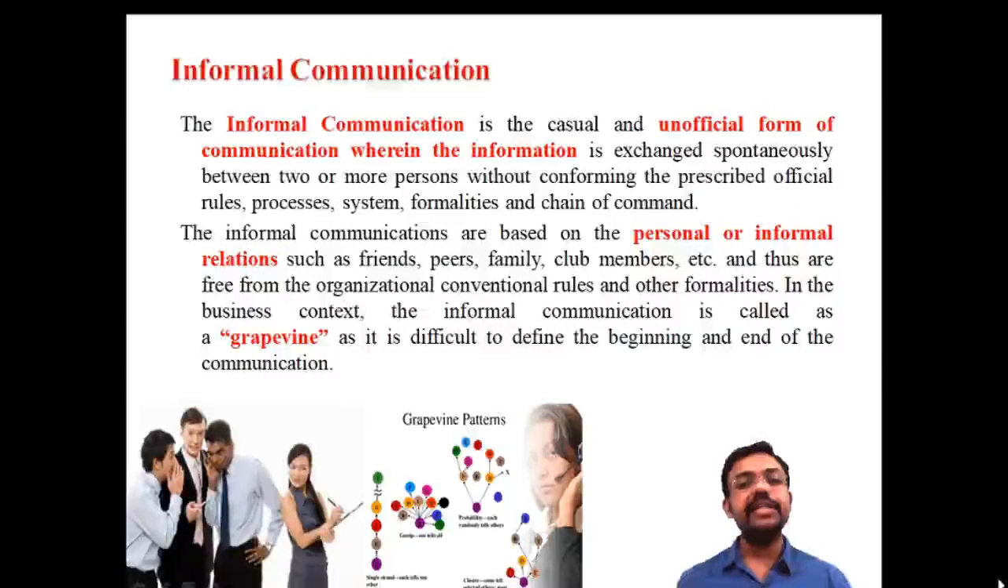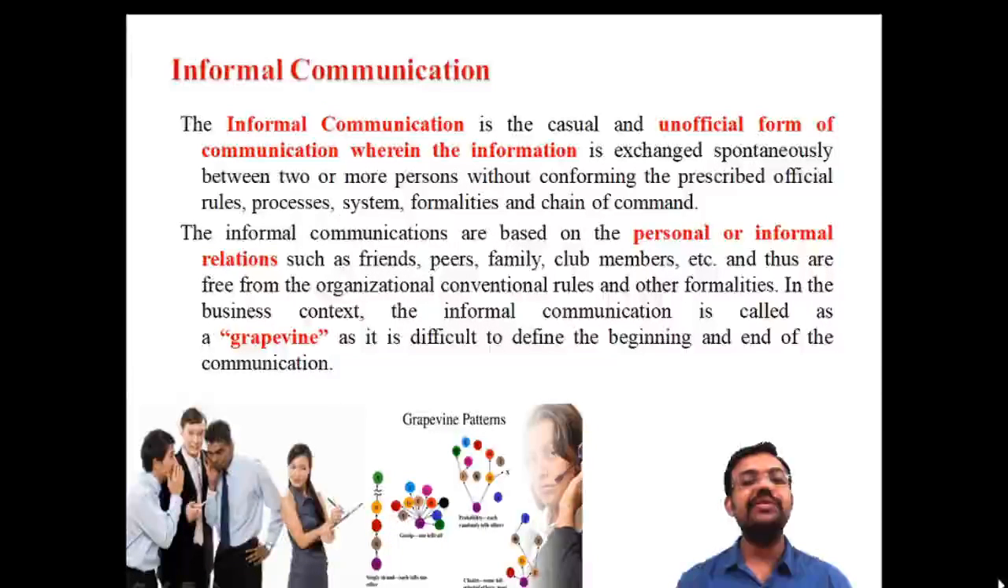So listen, here there is a personal or informal relationship, such as friends, peer groups, family, club members, etc., which are free from organizational conventional rules. That means there is no conventional rule. You can easily communicate and share any information with your peer groups. In the business context, informal communication is also known as the grapevine. Why? There is a very important element.